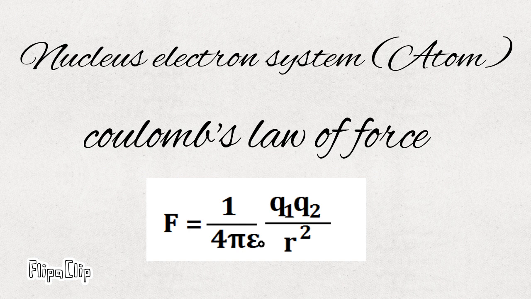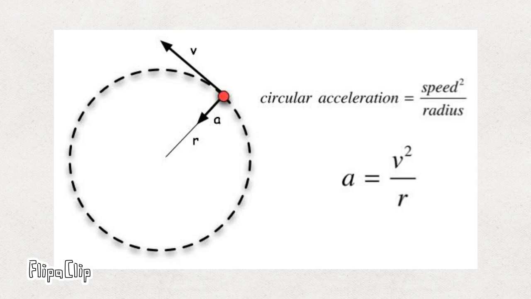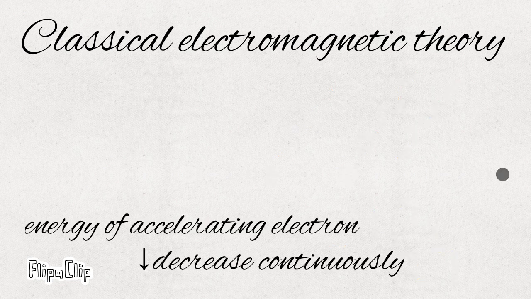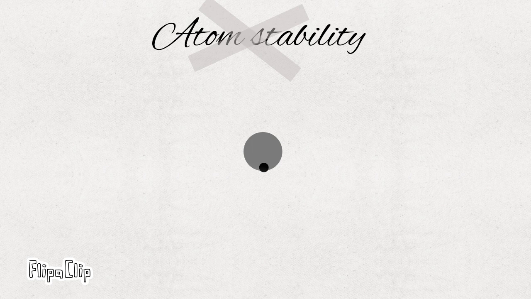of force. We know that an object which moves in a circle is being constantly accelerated, the acceleration being centripetal in nature. According to classical electromagnetic theory, an accelerating charged particle emits radiation in the form of electromagnetic waves. The energy of an accelerating electron should therefore continuously decrease. The electron would spiral inwards and eventually fall into the nucleus. So, such an atom cannot be stable.